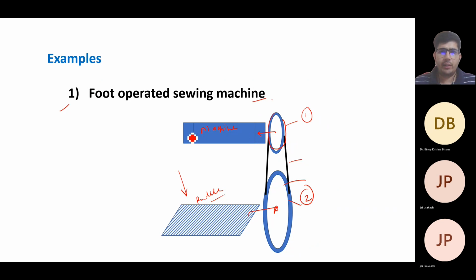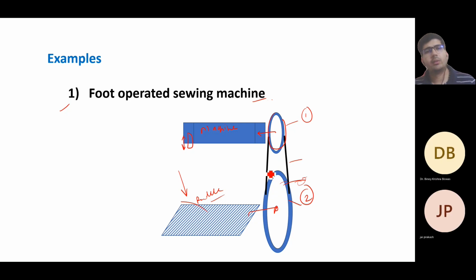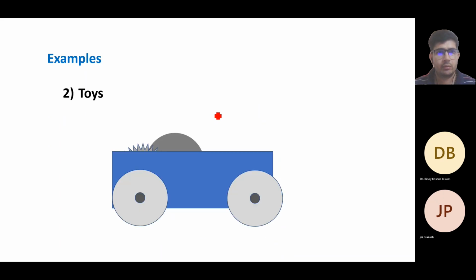There is a needle, and this needle moves up and down. So this is the working of the sewing machine. In this, the operator pushes the pedal only once for one rotation, but the second rotation happens automatically. That is done by the flywheel. The flywheel stores the energy from the first push and releases it for the second push. So this is the example of the sewing machine.